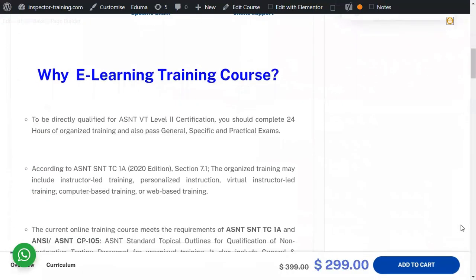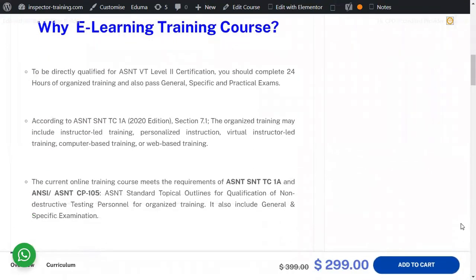So why an e-learning training course? In order to be directly qualified for ASNT VT Level 2 certification, you should complete 24 hours of organized training and also pass the general, specific, and practical exams. But according to ASNT SNT-TC-1A 2020 edition, section 7.1, the organized training can include instructor-led training, personalized instruction, virtual instructor-led training, computer-based training, or web-based training. And this is where we are.